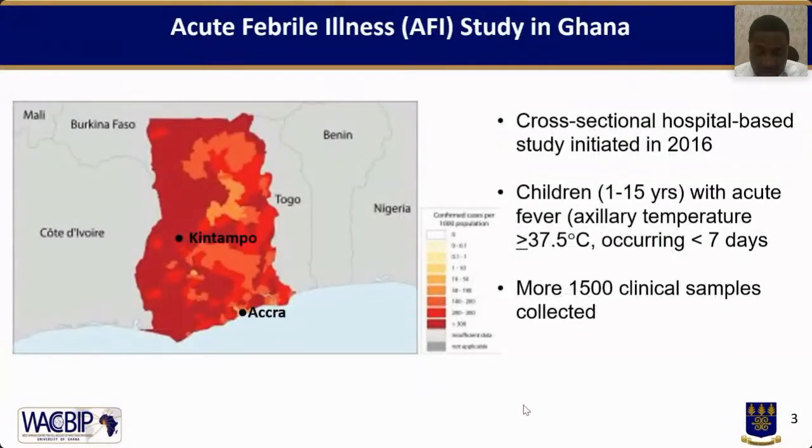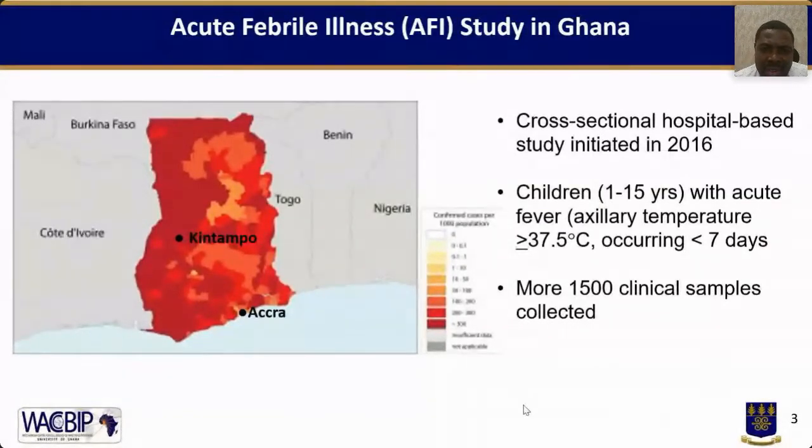So this is what I said. We have been working on febrile illness for the past 5 years. We started in 2016, trying to understand the etiology of febrile illness, because we know malaria is reducing. The burden of malaria is reducing, but we still have a lot of cases coming to the hospital. So we're trying to understand what is behind the increase or maintenance of febrile illness, even though malaria transmission is reducing.